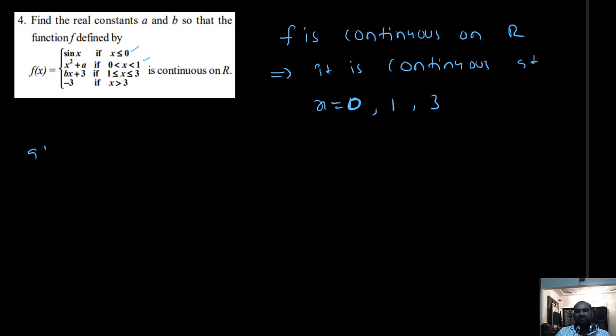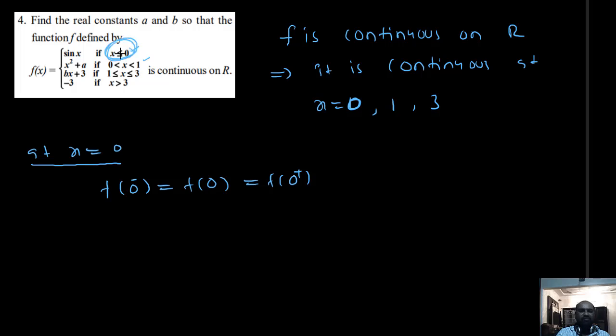At x equal to 0, what happened actually? F of 0 minus equal to f of 0 equal to f of 0 plus. F of 0 minus, same rule, no? Put x equal to 0 in that, what will we get? Sin 0 equals 0 plus, here instead of x put 0, what will we get a? So finally a equal to 0, this is one of the values of a.